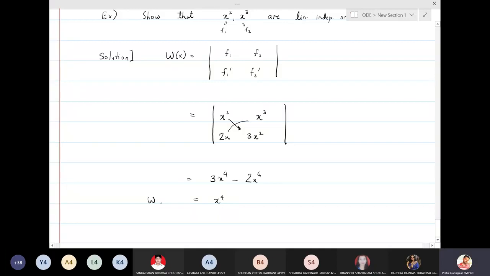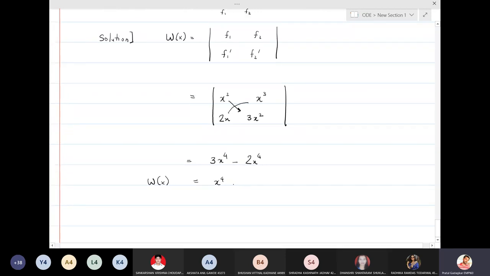Okay, so this is the Wronskian. Can you find the point where the Wronskian is 0? Yes, that point is x equal to 0, but that is not important for me. What is important for me? Can you find a point where the Wronskian is not equal to 0? If you can find that point, then the functions are linearly independent.